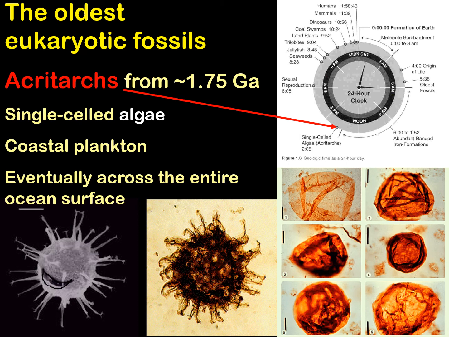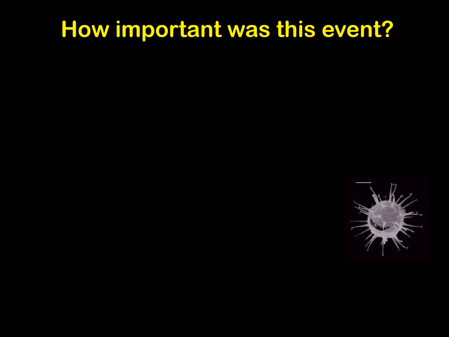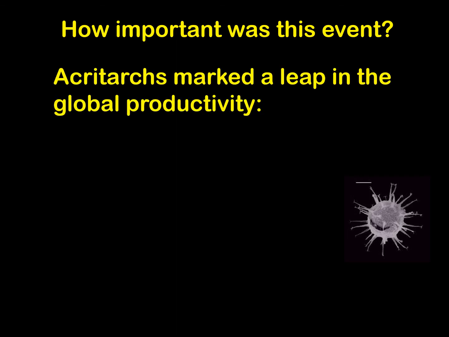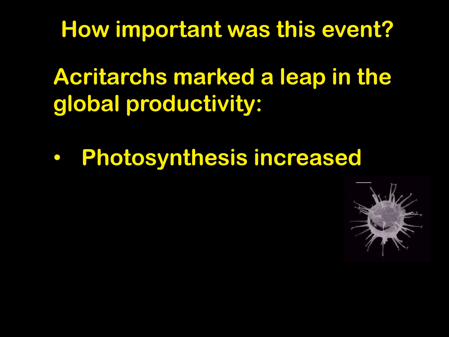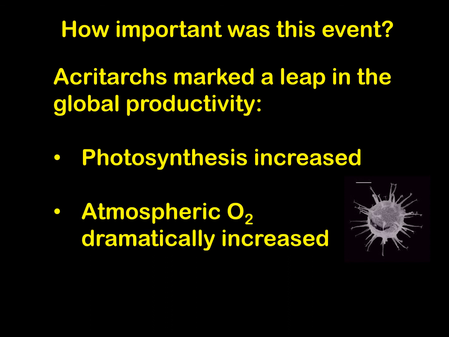Because remember, these are algae. Algae photosynthesize like other kinds of plants. So the first appearance and then diversification of Acritarchs is a huge event in Earth history. The first eukaryotes, Acritarchs, indicate this huge leap in global productivity. We see a huge increase in photosynthesis because now it doesn't matter how deep the water is, they're only living in the surface. So they're photosynthesizing all day. And with that, we see an even bigger, huge leap in atmospheric oxygen.